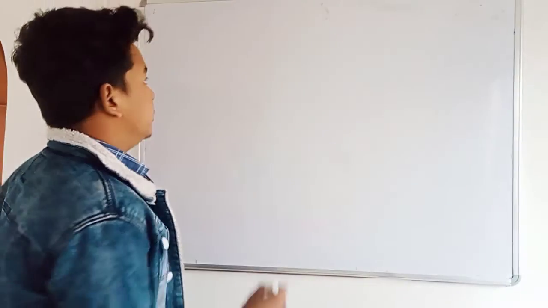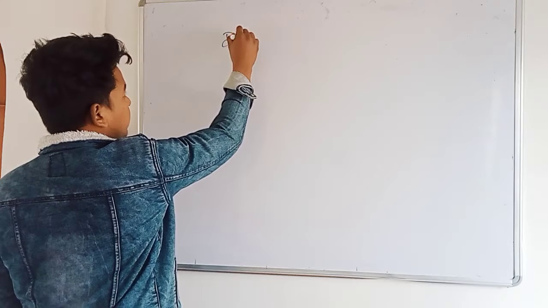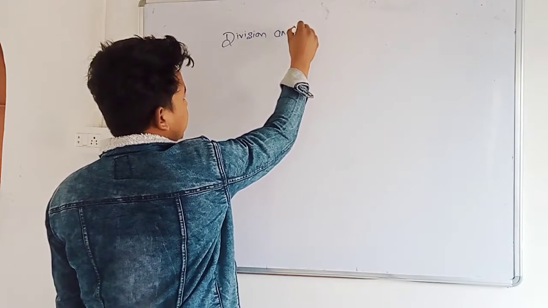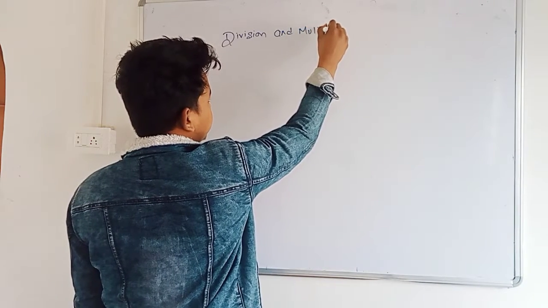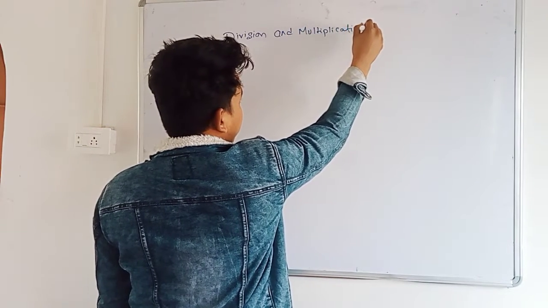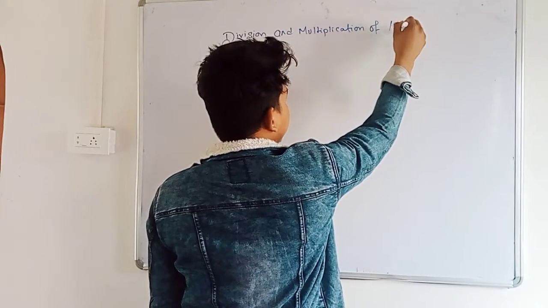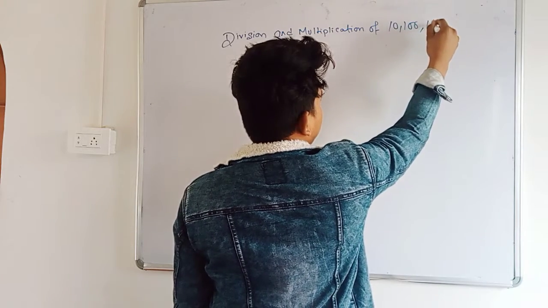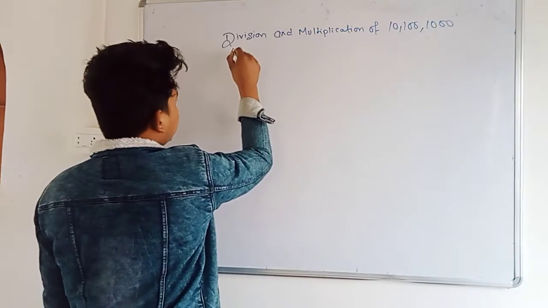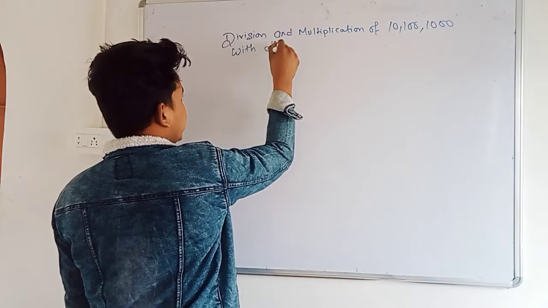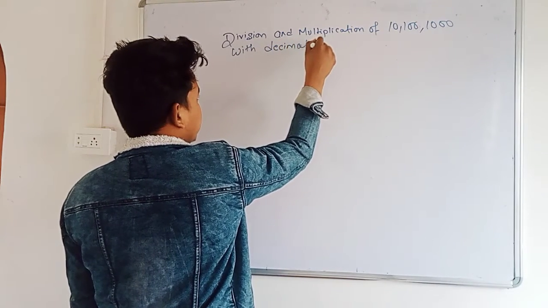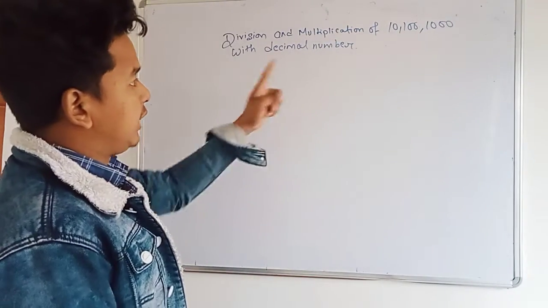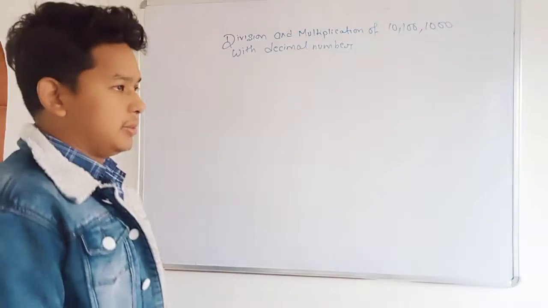Okay? So first is division and multiplication of 10, 100, 1000 with decimal numbers. So division and multiplication of 10, 100, 1000 with decimal numbers.